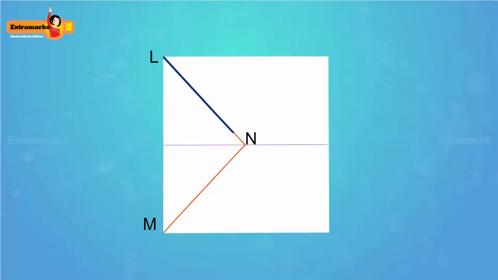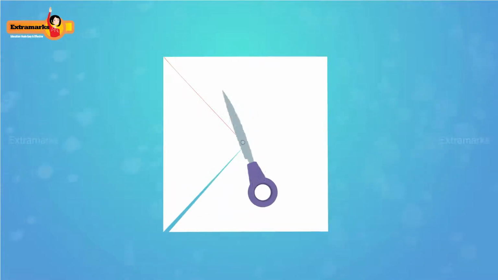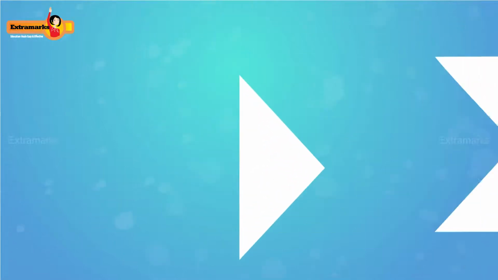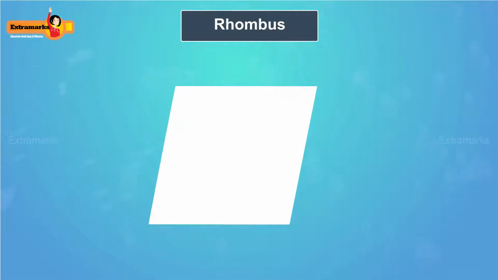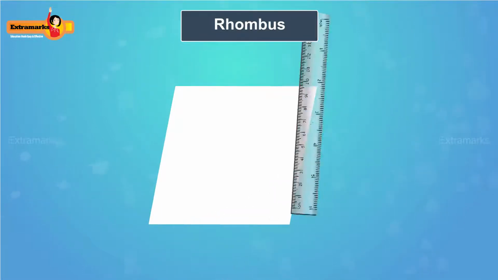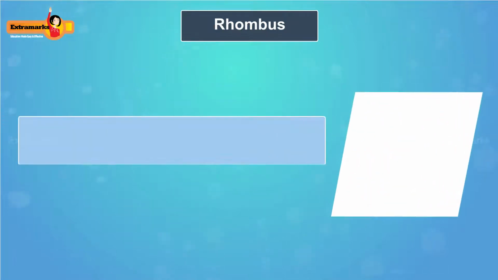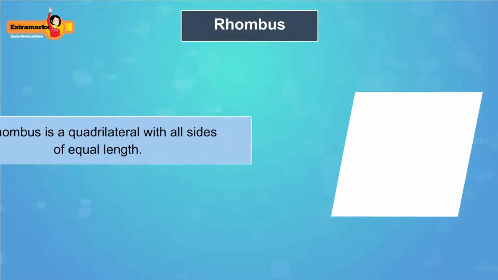The lines LN and MN so formed are equal. Now cut the paper along LN and MN. The quadrilateral so obtained is a rhombus. Using a ruler, you can verify that all the sides of this rhombus are of equal measure. Thus, a rhombus is a quadrilateral with all sides of equal length.